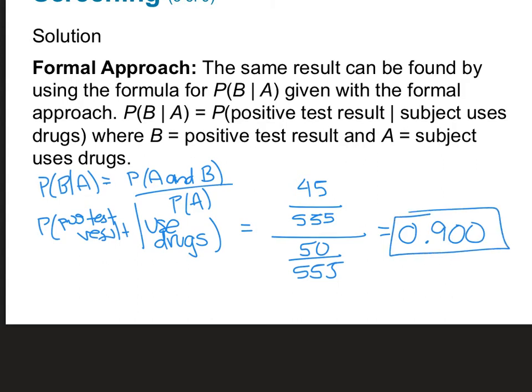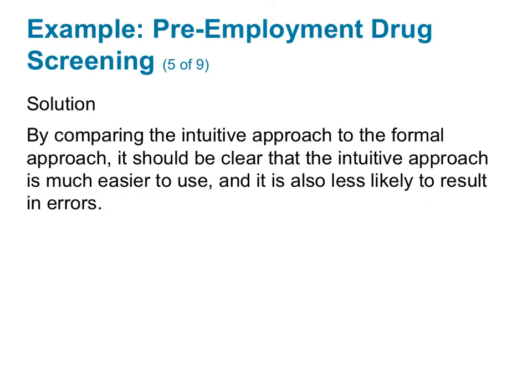So either way can give you the correct answer. I personally like the intuitive approach because it breaks it down a little bit and you can see what you're looking at from there. By comparing the intuitive approach and the formal approach, it should be clear to you that the intuitive approach is much easier to use and is also less likely to result in errors because you're not trying to get so many different probabilities and put them together.